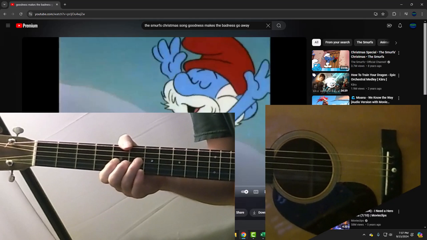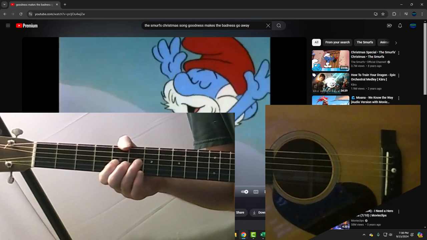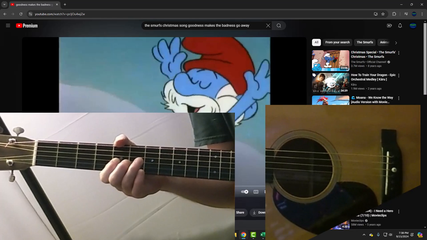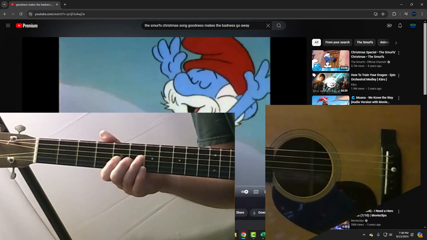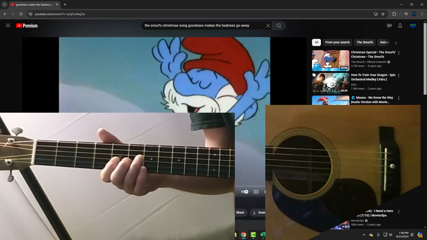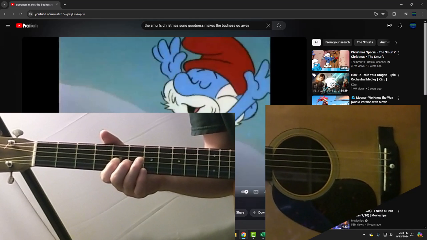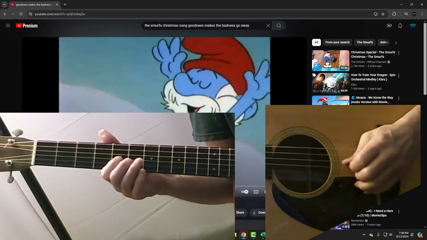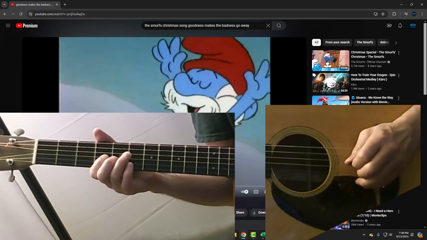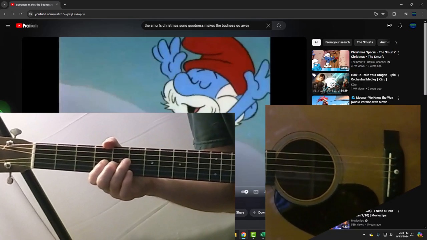Interestingly, I was going to do a whole thing on it just because it's got a simple tune that you could figure out on one string. Then obviously the next thing to do is try to convert that to chords, right? So I've just played it in C here. So goodness makes the badness. So then I went right behind.